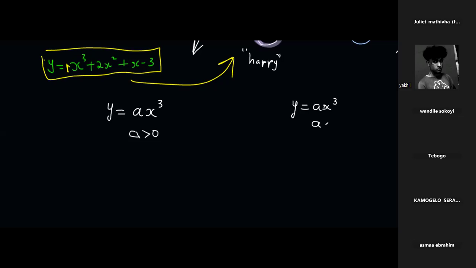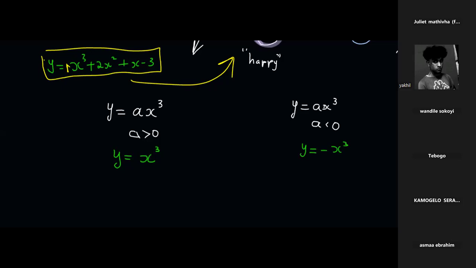Sir, can I ask, the second one, is it not supposed to be negative ax cubed? Yeah, it's going to be negative. y is equal to negative x cubed, because I've just tried to elaborate here to say a is less than 0. Anything that is less than 0 is negative. That's why I wrote negative x cubed.